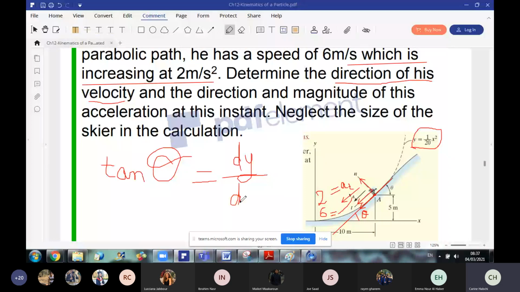So here first I will derive y with respect to x. Y is x squared over 20. So the derivative will be 2x over 20, which is x over 10. So when I derive, this is equal to x over 10.